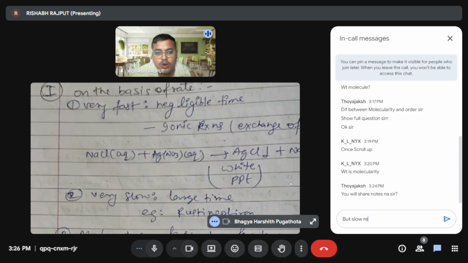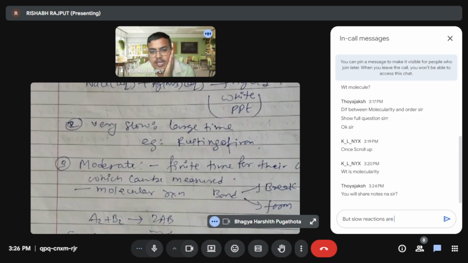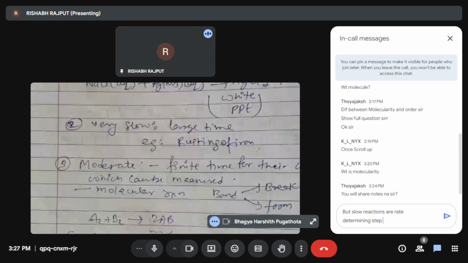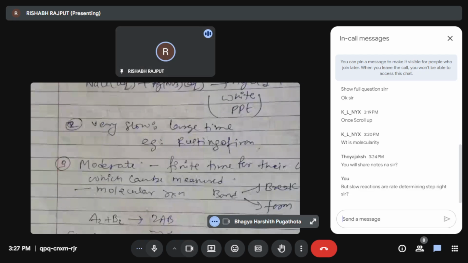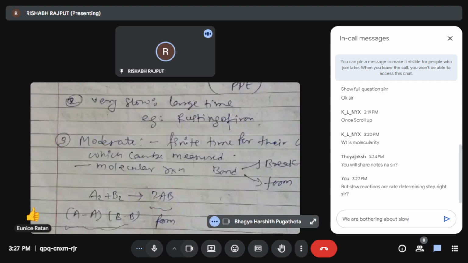Here we follow only moderate reactions. Moderate means they have a finite time for completion, which can be measured. Finite time means fixed time. Not so much time, but a fixed time you can calculate and measure. For that kind of reaction, moderate, we focus on chemical kinetics.